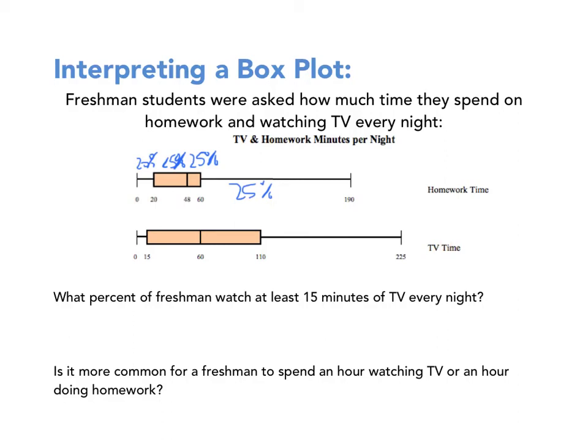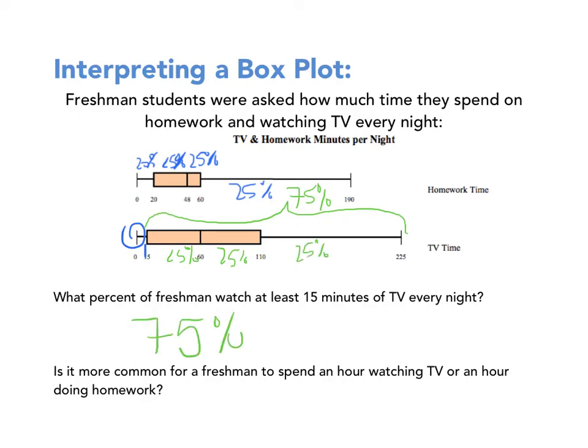Okay, so what percent of freshmen watch at least 15 minutes of TV every night? So I see 15 minutes of TV right here, and I know this here is 25% of the data. So 25% of students watched less than 15 minutes. That means that I'm including this entire piece, which I know is 75% of data, because this is 25% and this is 25% and this is 25%. So 75% of freshmen watch at least 15 minutes of TV every night.